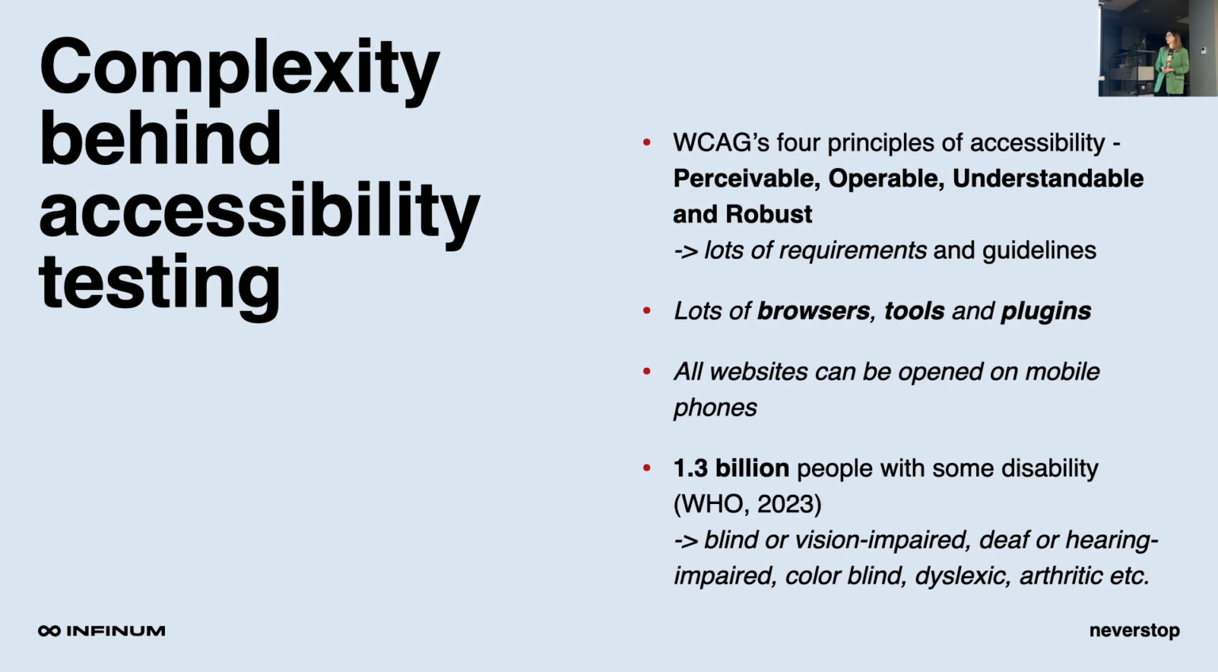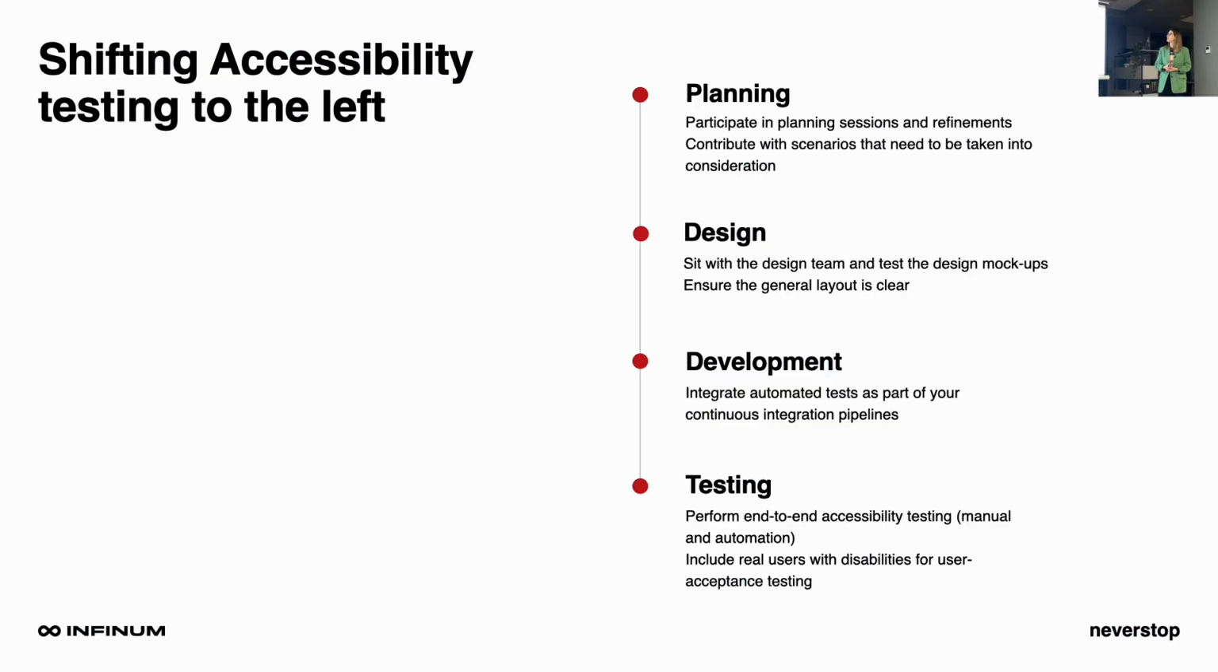And of course, last but not least, there's really a lot of people in the world with some sort of disability, 1.3 billion. When you think about it, you first think of people who are blind or vision impaired, but there's really a lot of different disabilities like hearing impairment, color blindness, dyslexia, and so on. But it doesn't have to be that complex.